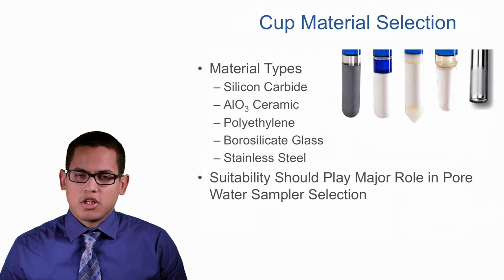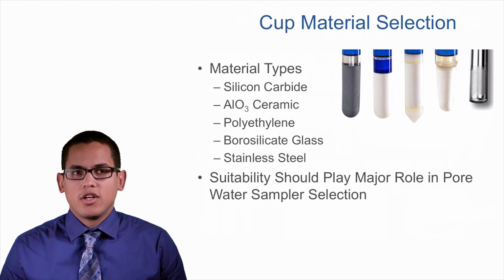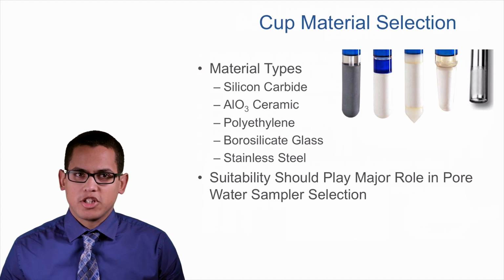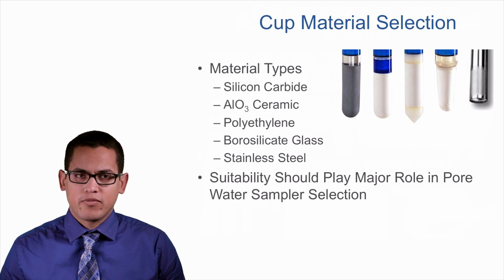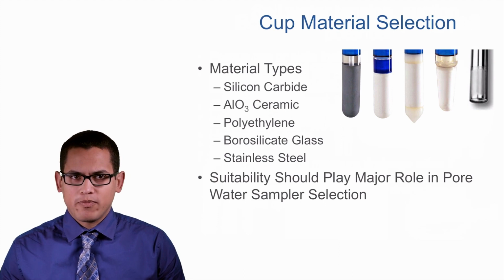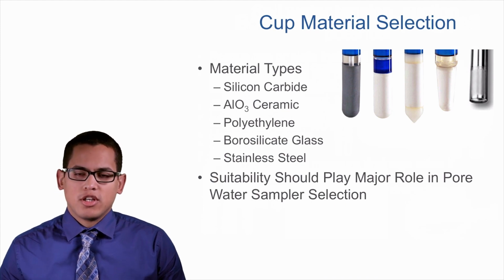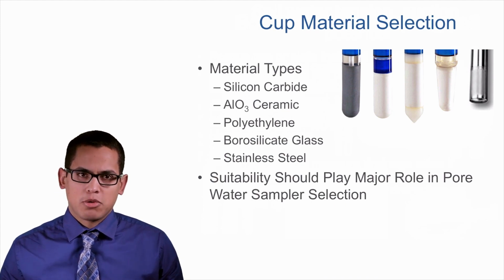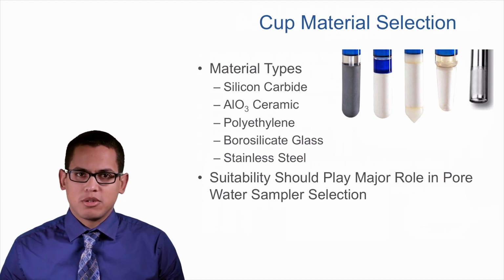So when looking at suction cups or suction plates, one of the things that you have to consider is the material of the cup. There are a few different material types available, and here are some picture examples of them. There's silicon carbide, aluminum oxide ceramic, a polyethylene nylon membrane type sampler, borosilicate glass, and then there's stainless steel. Each material type has a specific range of chemical suitability, and that has got to play a major role in your pore water sampler selection.